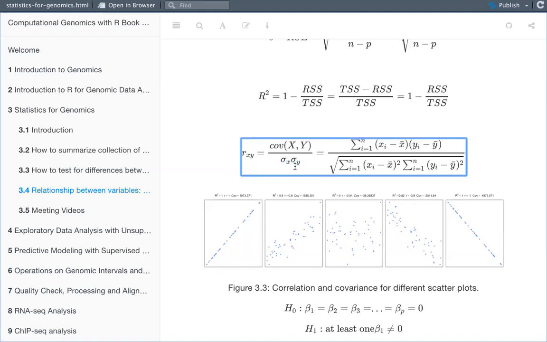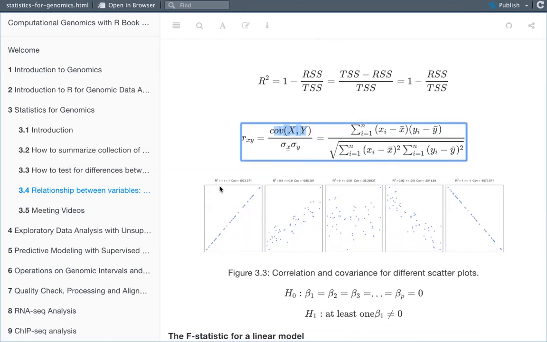The partial standard deviations, the covariance on the partial standard deviations. And you can see that when R is equal to 1, they are positively correlated. Not R square, R is equal to 1. When R is negative 1, they are negatively correlated, and otherwise, it's in between.